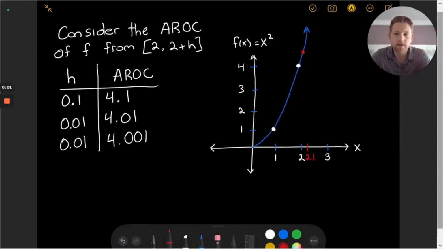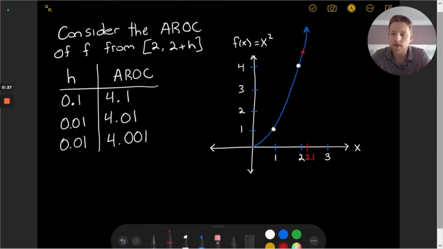Welcome everyone. In our last video, we took a look at the idea of the difference quotient, and here we'll take a look at some of the results from that video. If you haven't seen that video, go ahead and take a look at that first and come back and watch these results. So let's consider again the average rate of change of f, which is the x squared function, from 2 to 2 plus h, where h, again, is some small quantity larger than 0.